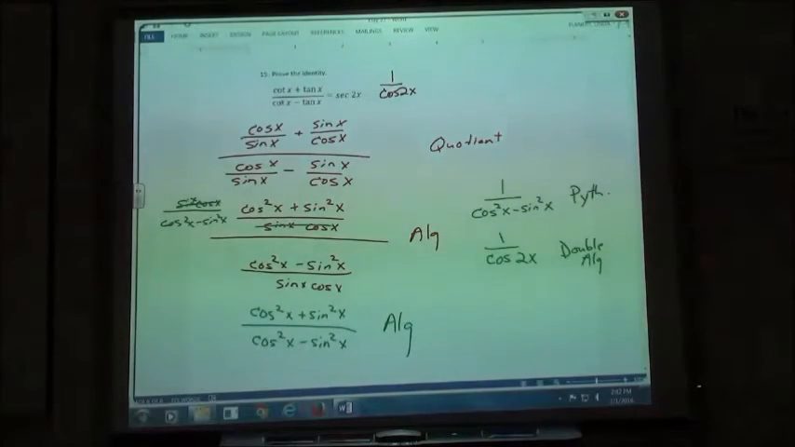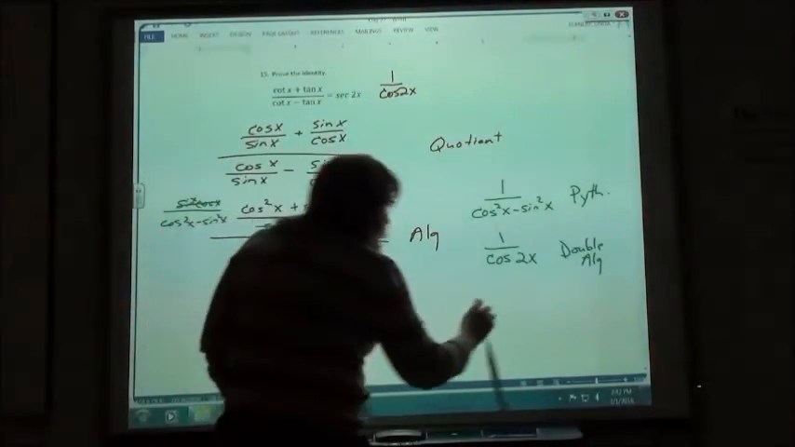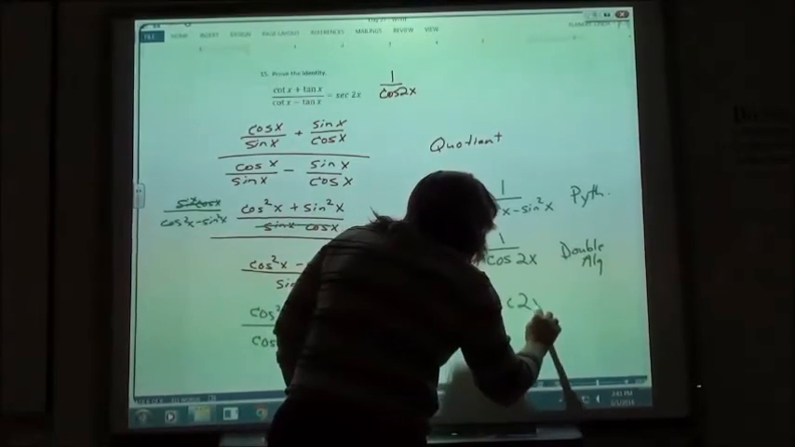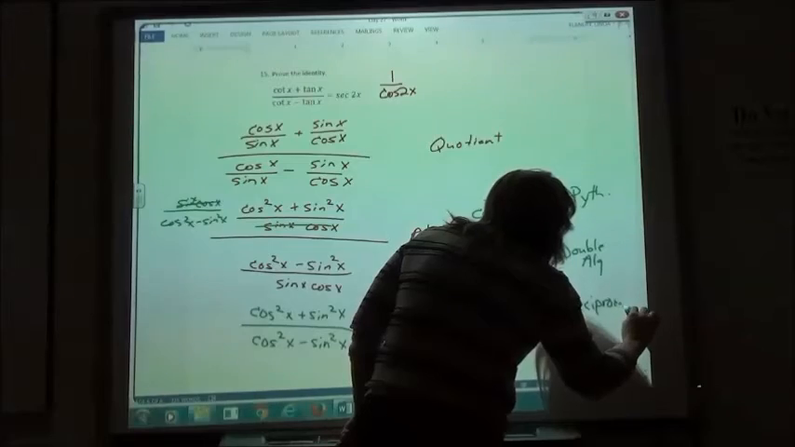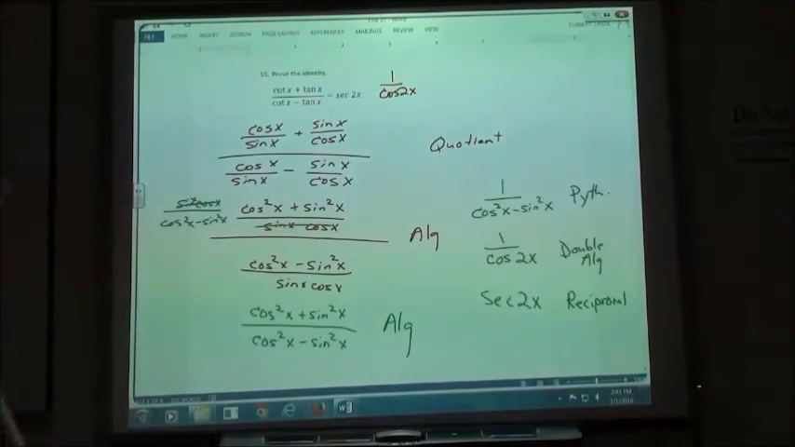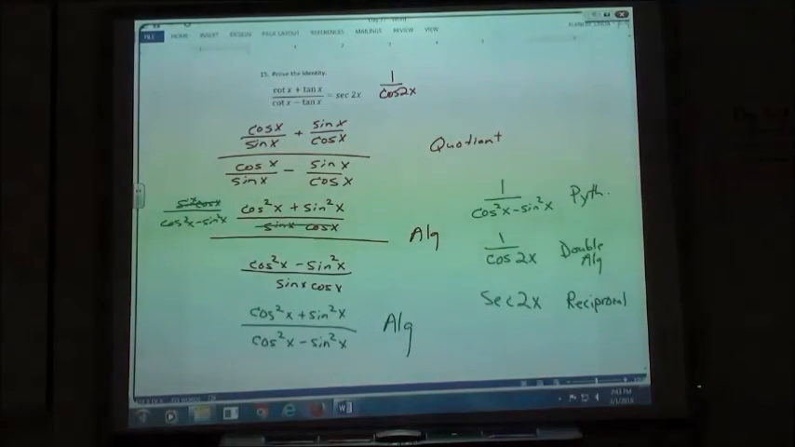And then, of course, 1 over the cosine is equal to the secant. So now I get the secant of 2x. That's my reciprocal. And so after all that work, I get down to the secant of 2x. And I have proven my identity.